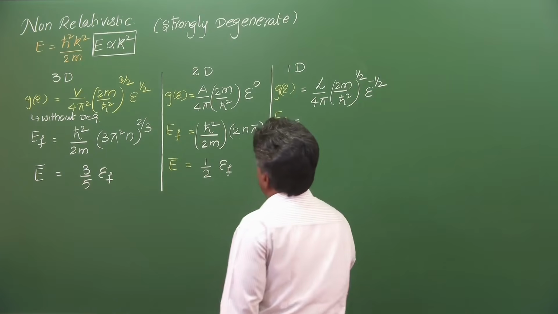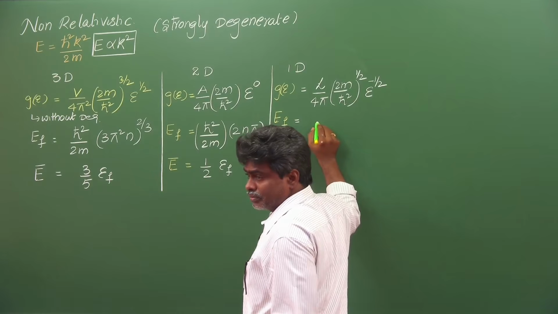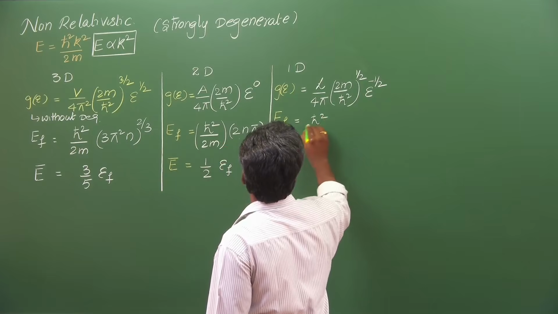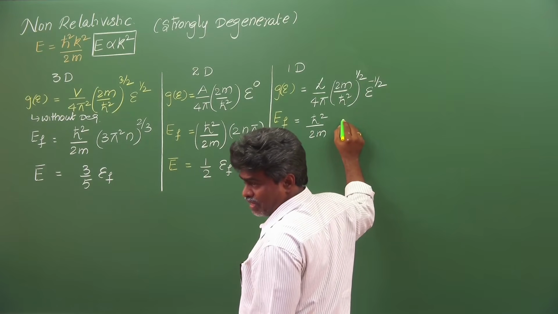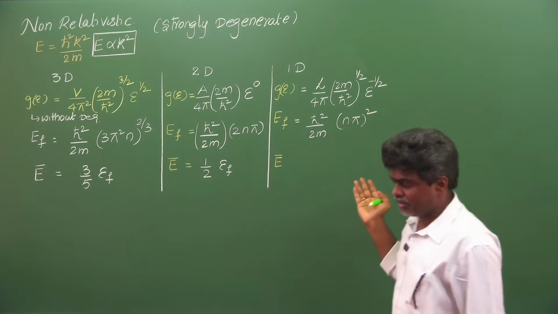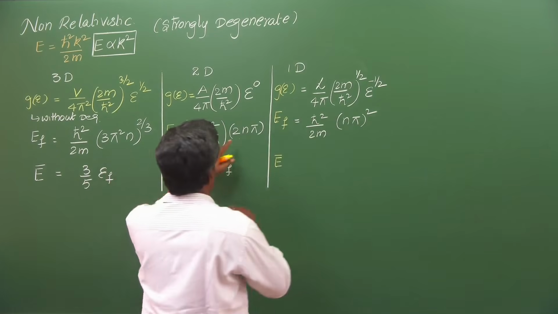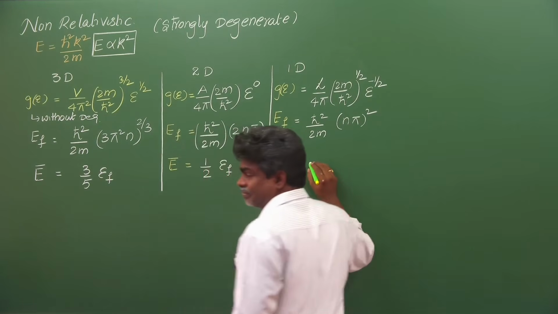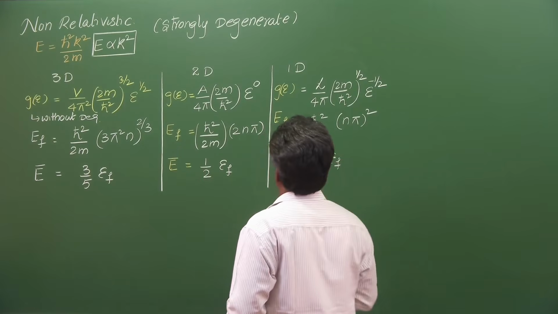Sit down. Fermi energy, what have you written next? First say this: ħ²/2m (nπ)². I think there should be a 2, better: 2nπ. 3 dimension, 2 dimension, 1 dimension, okay. Average energy next: 1/3 EF. That's good.